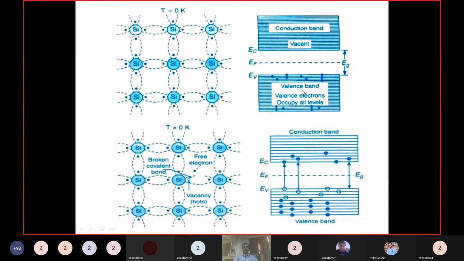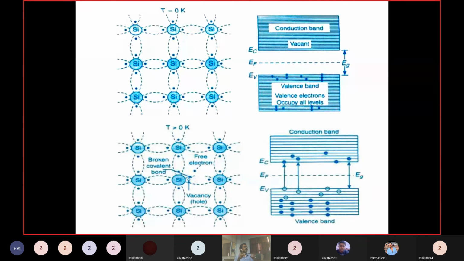So what are conductors? In conductors, the valency band and conduction band both overlap with each other. That means there is no energy gap between the valency band and conduction band. That's why, in the case of conductors, without giving any energy, they act as conductors.